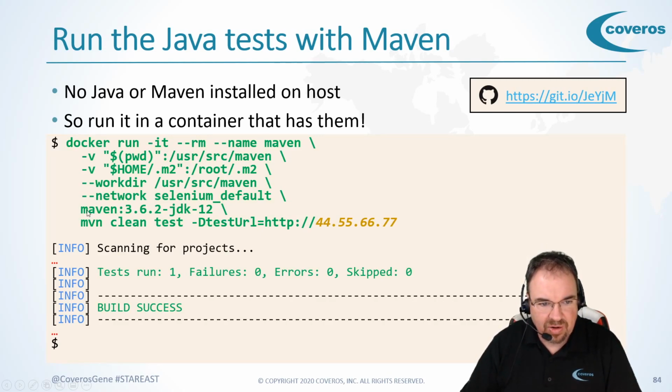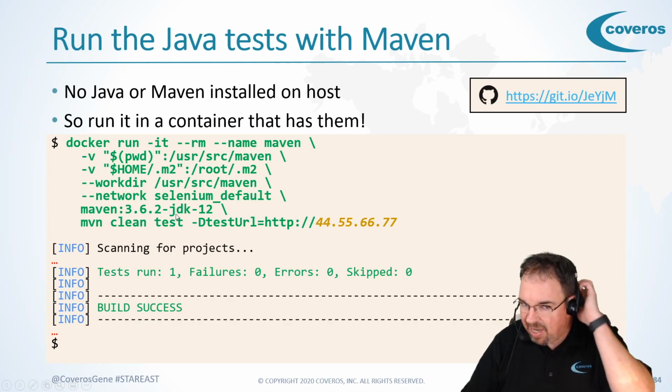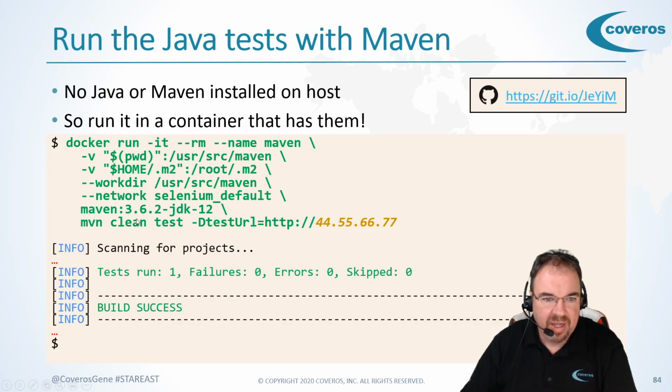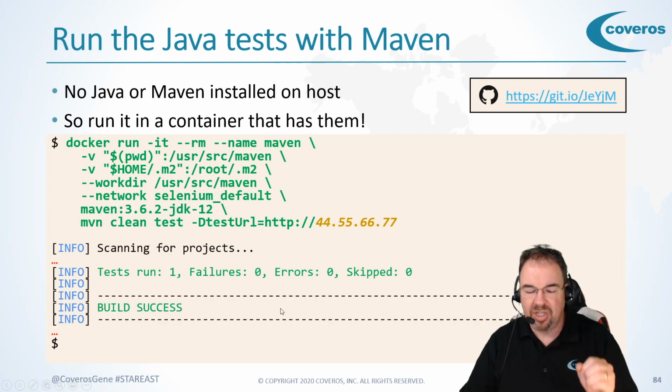I'm going to use a container called Maven 362 JDK12. It's a Maven container. It has Apache Maven installed and a JDK version 12. And I'm going to do some familiar stuff, some non-familiar stuff. I'm going to put it on a network. I'll walk through it in a second. Let's go ahead and do it because it's going to have to compile some stuff. And I'll talk about what it does as it runs.